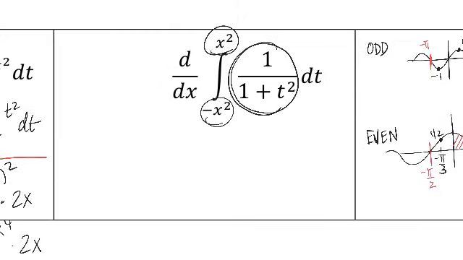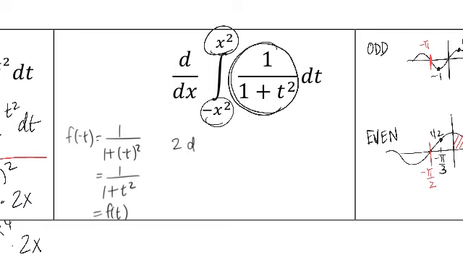This guy is even, because if I did f of negative t, I would get 1 over 1 plus negative t, the quantity squared, which is the same as the function right there, which is f of t, right? So that's an even function. So this integral will be equal to 2 times the integral from 0 to x squared, just by symmetry.